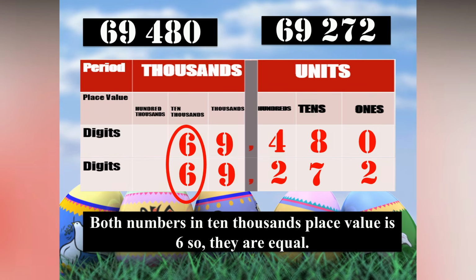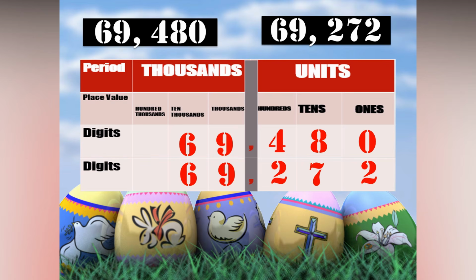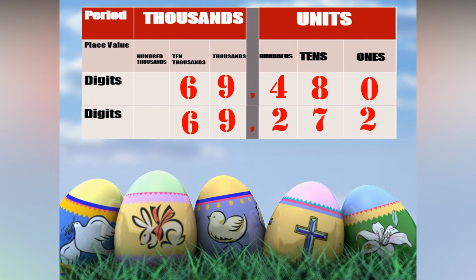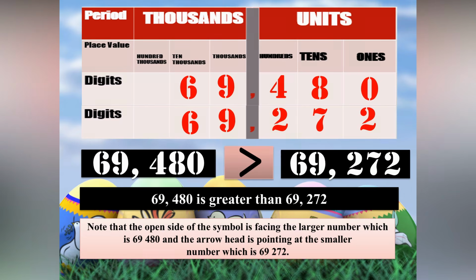Both of the numbers in 10,000s digit is 6. So, they are equal. Both of the numbers in the thousands digit is 9. So, they are equal. The numbers in hundreds digit is 4 and 2. 4 is larger than 2. Therefore, 69,480 is greater than 69,272.